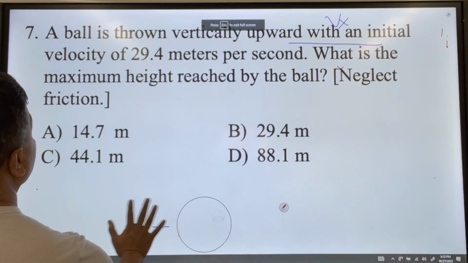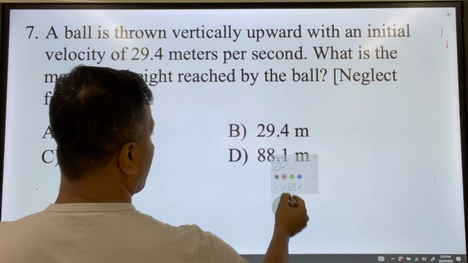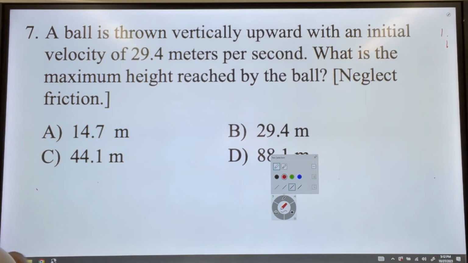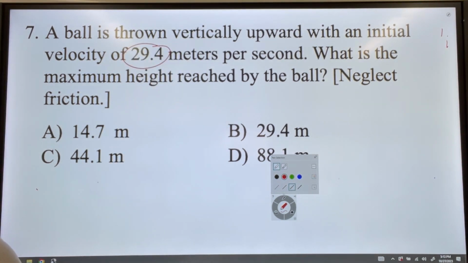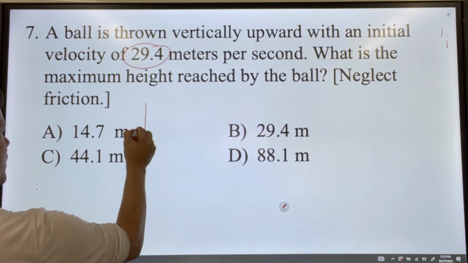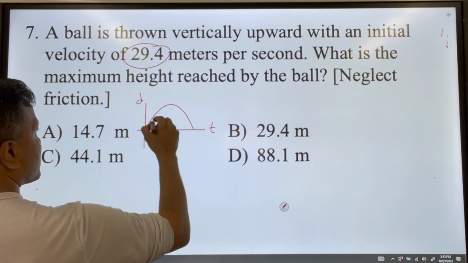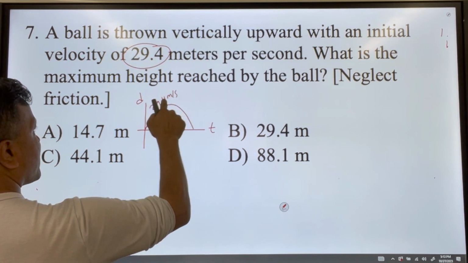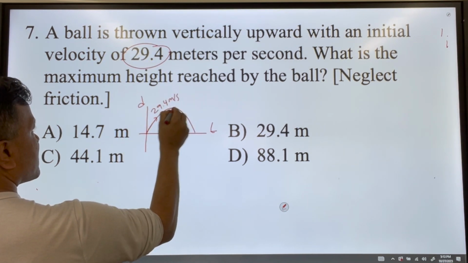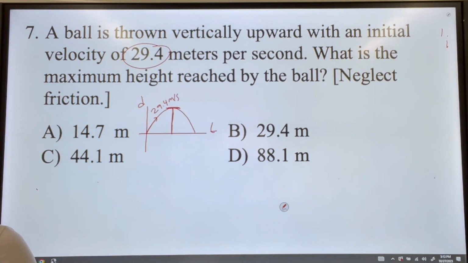So problem 7, what are you going to do? We throw a ball up with an initial velocity of 29.4 meters per second. What is the maximum height? So you throw a ball in the air with velocity 29.4 meters per second. We are trying to find what the maximum height is.